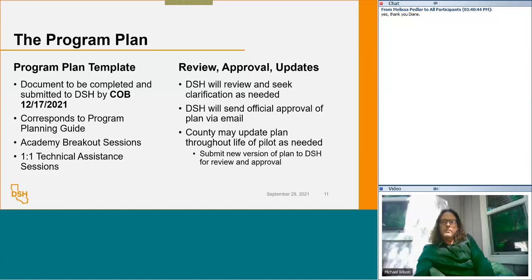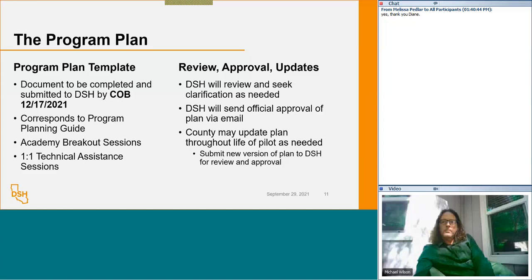Once we've gotten through all of that, you will receive a formal email from us that we have approved your plan. And because this is a pilot program, I also want you all to know that your program plan is not written in stone. This is a pilot, so we anticipate that as you move through this project, you likely will have parts of your program plan over time that need to be adjusted.